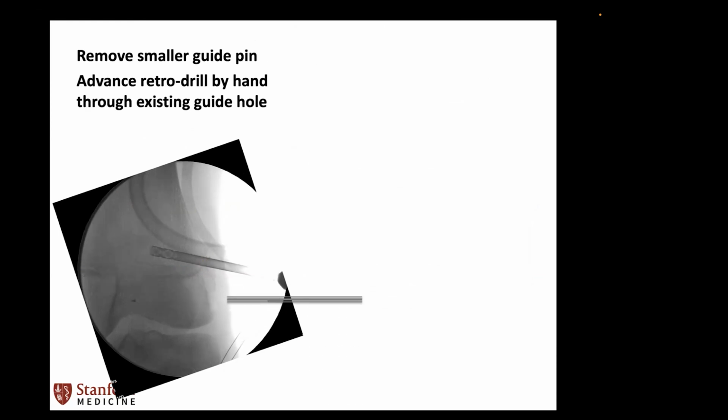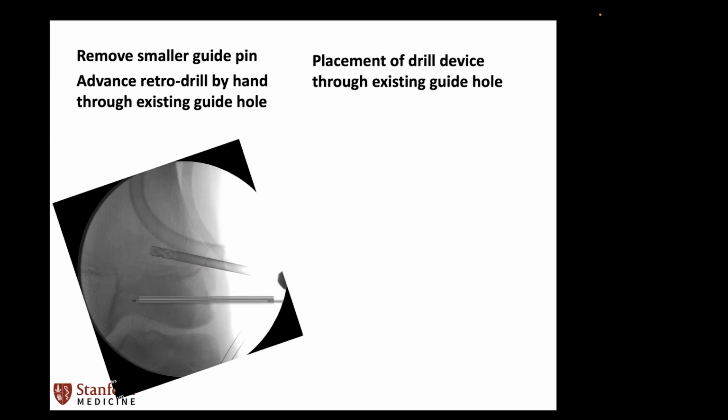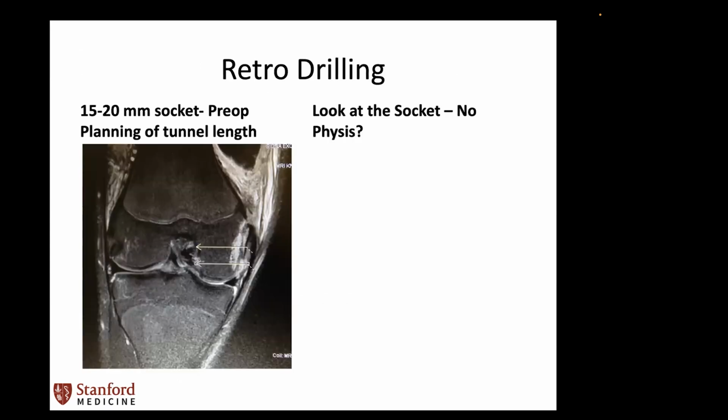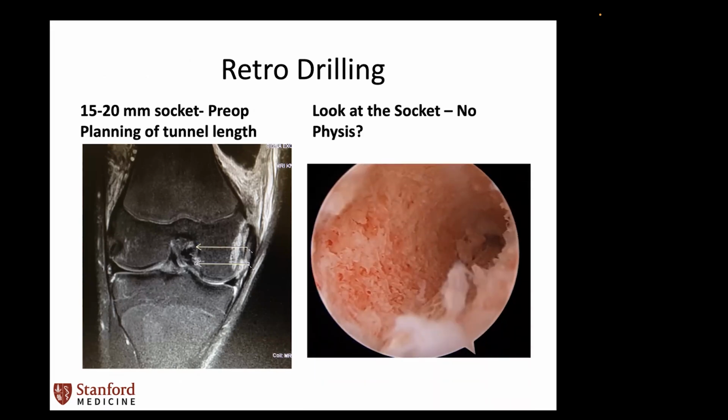I then advance the retro drill manually, with slow pressure across and through that drill hole so I don't veer off my course. You advance that in, then you deploy your flip cutter, check to make sure it's in the position you want in the joint, and then you flip your blade and do your reverse cut. Instead of doing a full-length socket, you can do these retro drills where you actually back out the drill. I usually preoperatively plan whether I need a 10, 15, or 20 millimeter socket, but rarely go any longer than 20, based on the size of the child.